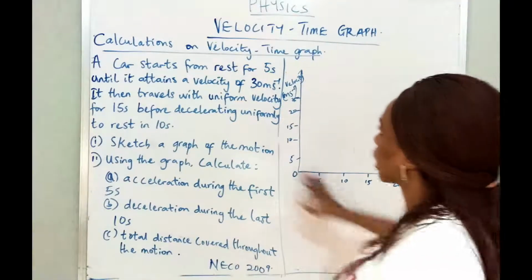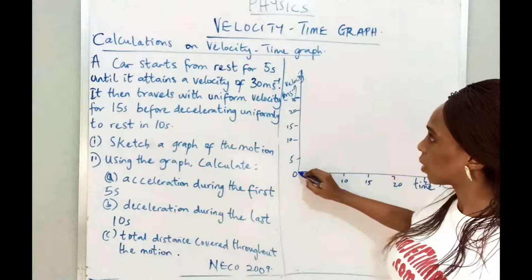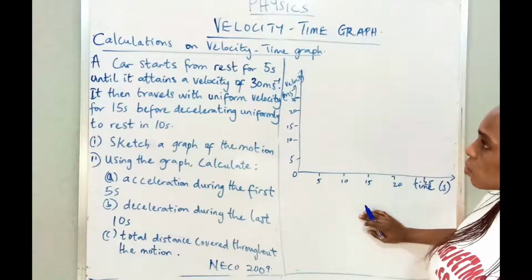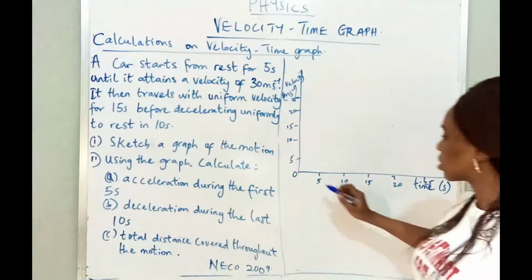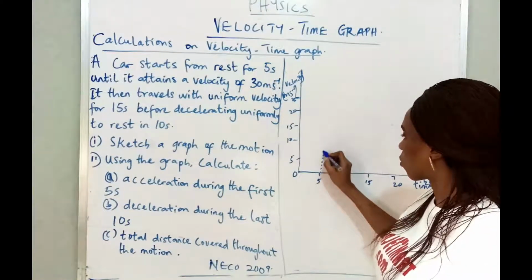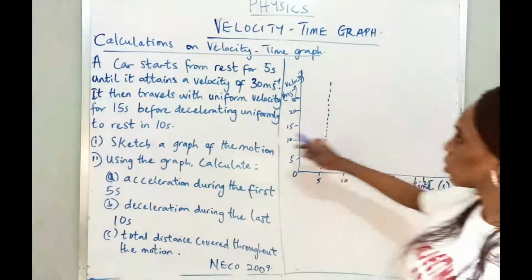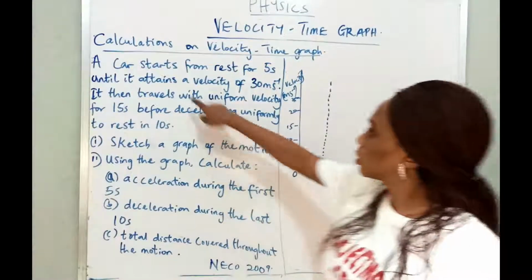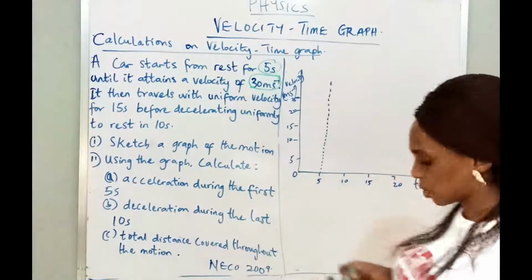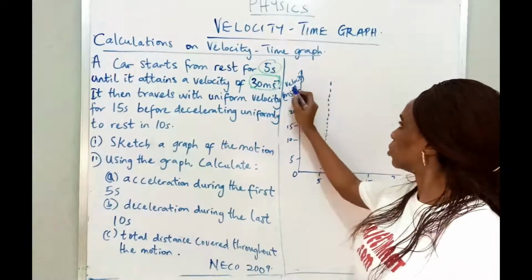Okay, so a car starts from rest. Here is rest. It starts from here, for 5 seconds, so it's moving from rest. This is 5 seconds. For 5 seconds, I'm going to trace that up, until it attains a velocity of 30 meters per second. So where is my 30 meters per second? That should be somewhere here.